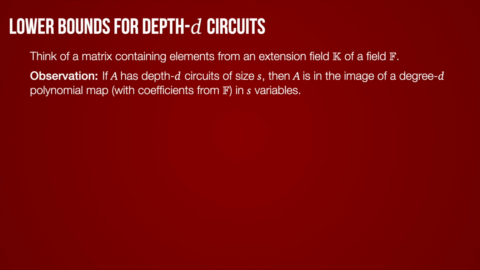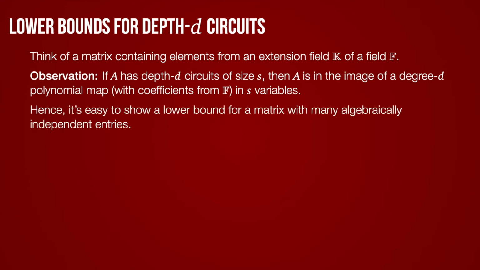And since this is the case, it's quite easy to show lower bounds for matrices that have many algebraically independent entries, for example, n squared algebraically independent entries. But this is not very satisfying because these are not the lower bounds we are looking for. We want lower bounds for explicit matrices.